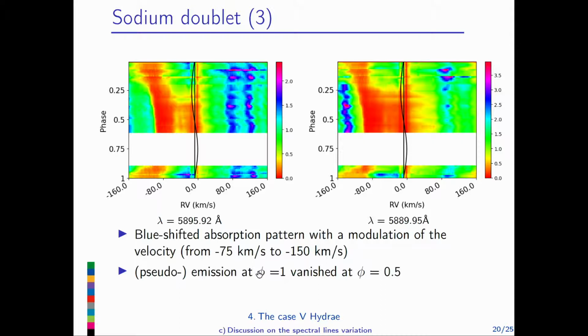Here on those plots, it's always the same observation, but represented in a different way. So in the graph where you have the orbital phase against the radial velocity.